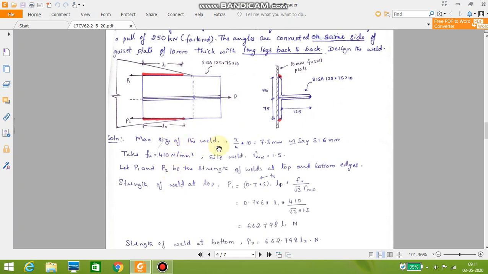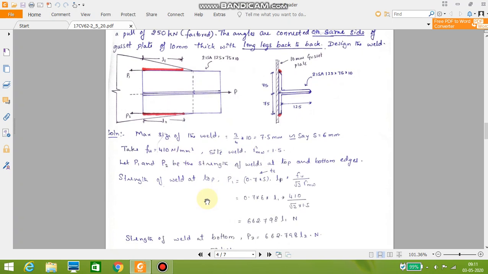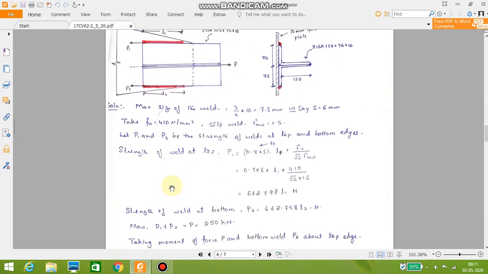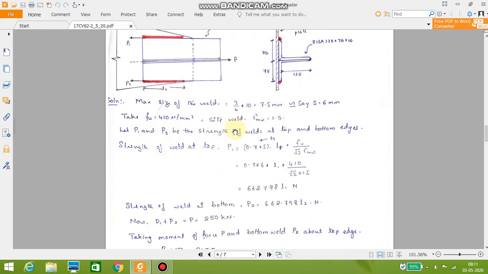Now the size of the weld equal to 3/4 of 10 mm works out to be 7.5. Let us call S equal to 6 mm. Size of the weld 6 mm. Now Fu equal to 410 Newton per millimeter square, and let us assume it as a site weld. For a change, gamma mw will be 1.5 instead of 1.25 for shop weld. Let P1 and P2 be the strength of the weld at the top and bottom.